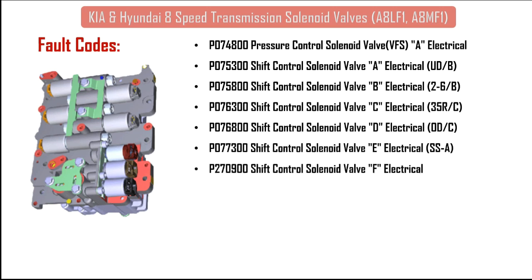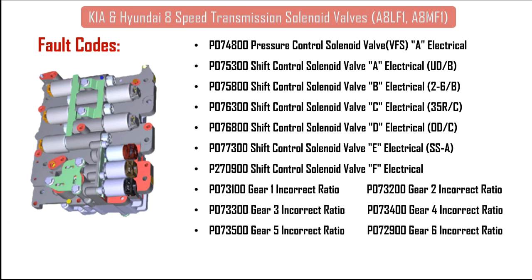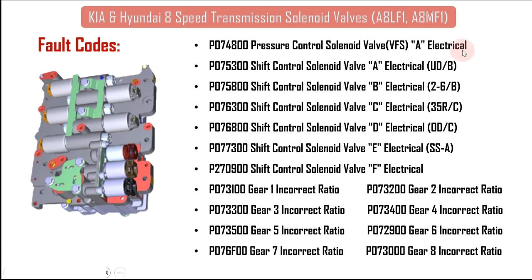As you see here, there are different fault codes connected to these solenoid valves. Some of them are directly referring to these solenoid valves. We have some trouble codes referring to exactly one specific solenoid valve, like here, shift control solenoid valve A, which is for UD brake, or shift control solenoid valve B, which is for 2 and 6 brake, and some others. So these fault codes are referring directly to one solenoid valve.